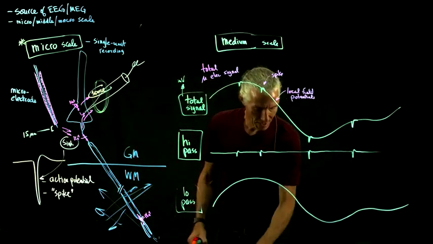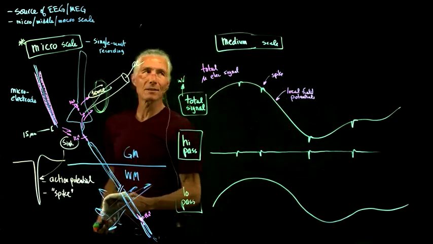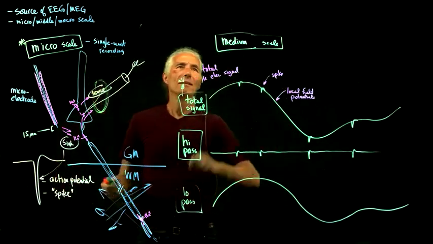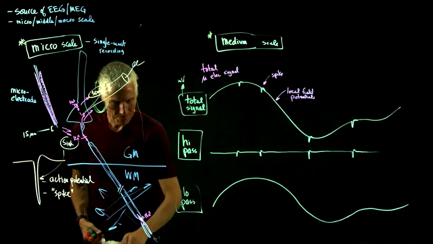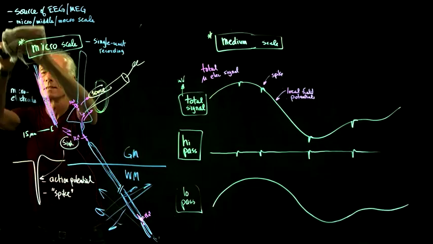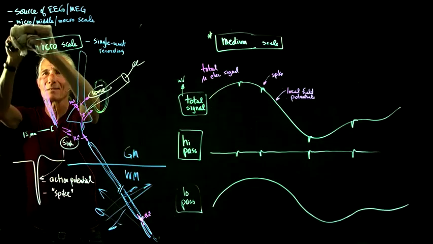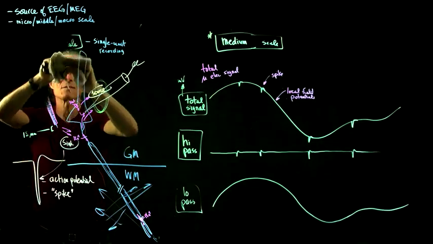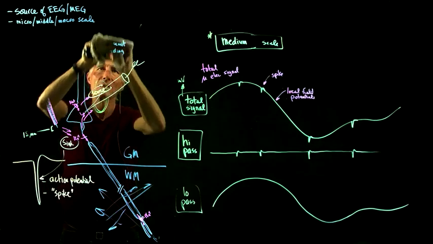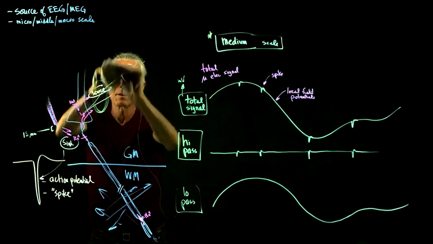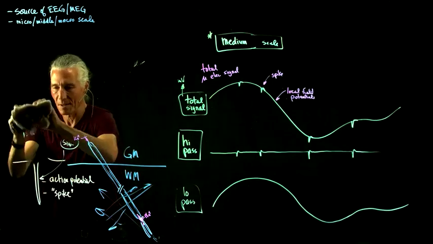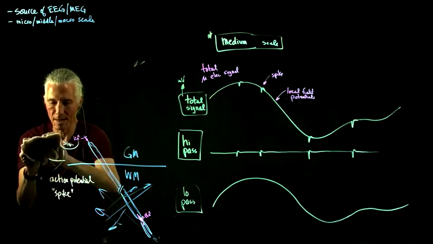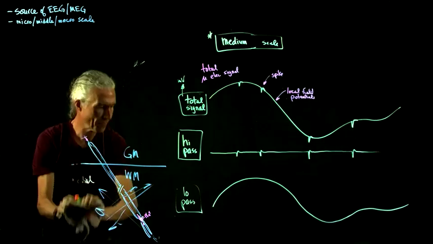But we're still not up to a scalp electrode. So how do those local field potentials end up being effectively visible through an electrode stuck to the skin?